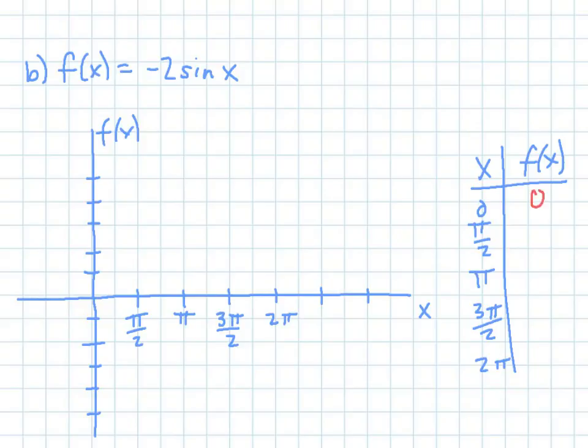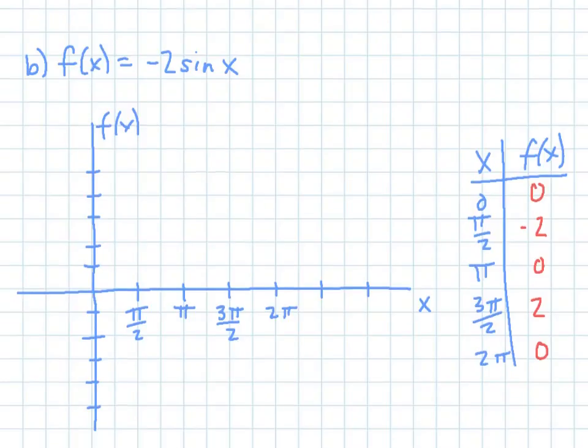Okay? Sine of pi over 2 is 1. So now instead of just being 1, you multiply it by -2, gives you -2. So it flipped down. Sine of pi is 0 again. So -2 times 0 is 0. And then sine of 3 pi over 2 is -1. But now -1 times -2 gets you +2. Cancels each other out for the negatives. And sine of 2 pi is 0 again, times -2 is 0.